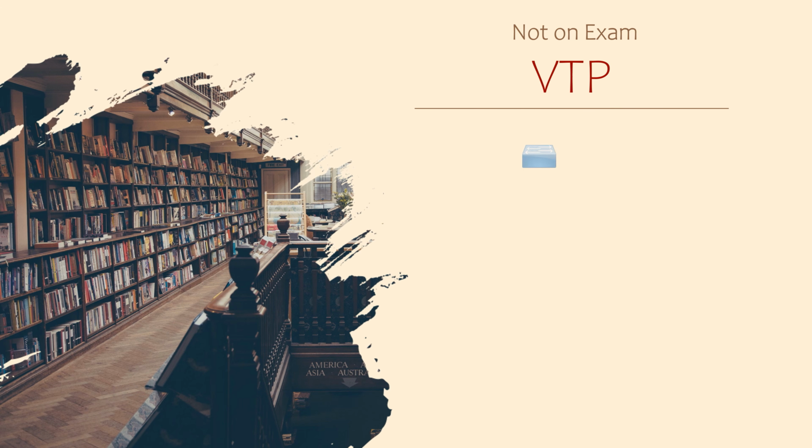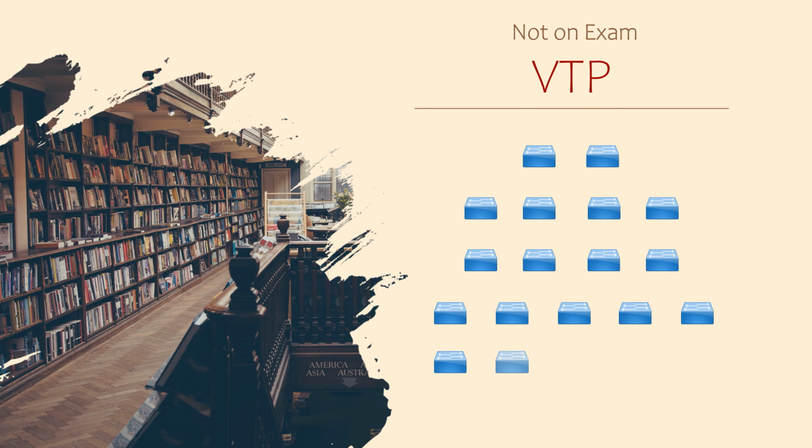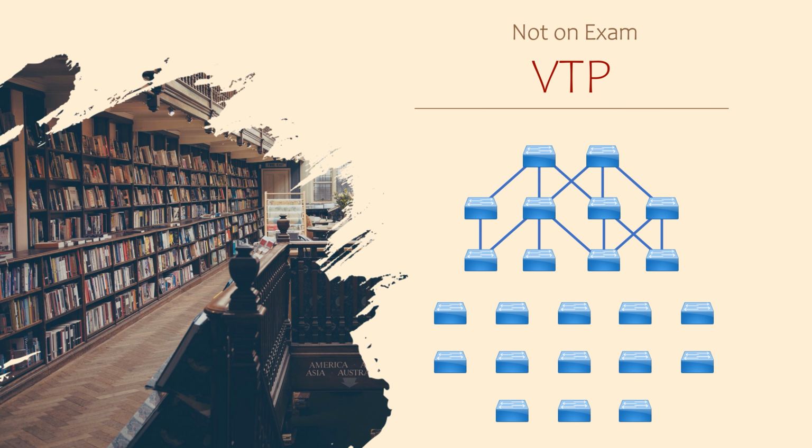What if you have a lot of switches? Let's say you manage the network for a university campus, which might have 500 switches. Wouldn't it be nice if we didn't have to configure VLANs on each one? Years ago, Cisco created a technology called VTP, or VLAN Trunking Protocol. This is no longer in the exam, but you might see it in the real world, so I'm going to give you a brief overview.